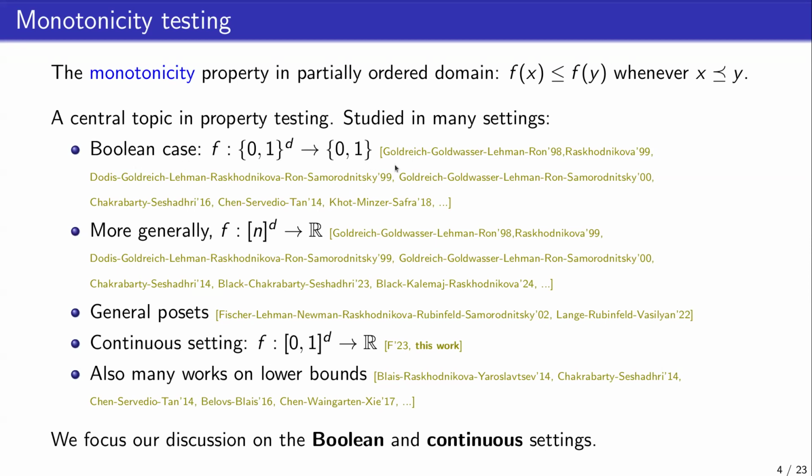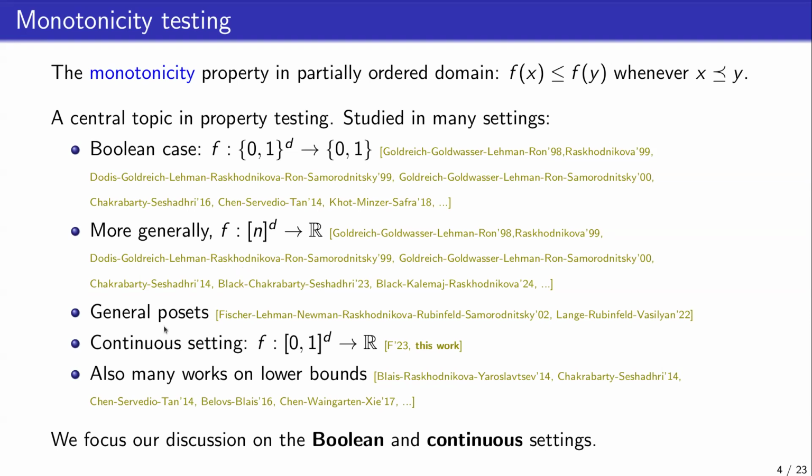So this was studied initially by a series of papers by Goldreich, Goldwasser, Lehman, Ron, Samorodnitsky, and then also Dodis and Samorodnitsky. And there have been many, many more works and breakthroughs ever since. These early works actually studied even a more general version of this problem, where your domain can be the hypergrid, not only the hypercube. So now you have the discrete line from 1 to n in d dimensions. And perhaps your function can be real valued as well. So this has been studied, and there are also recent works in this setting.